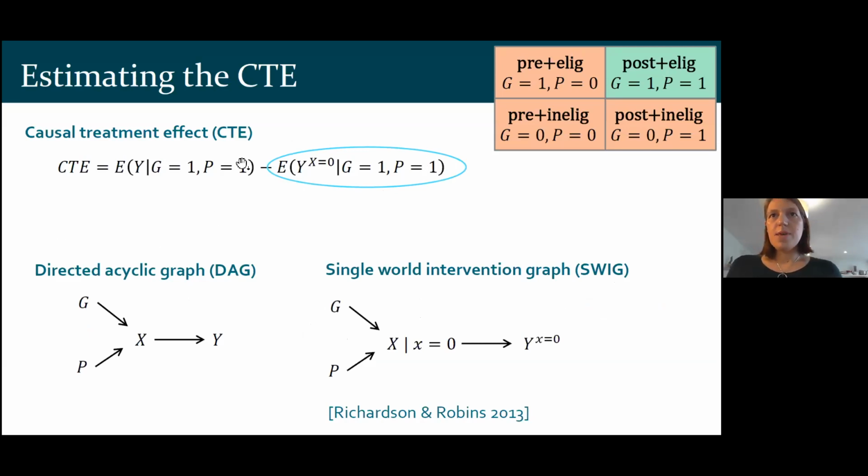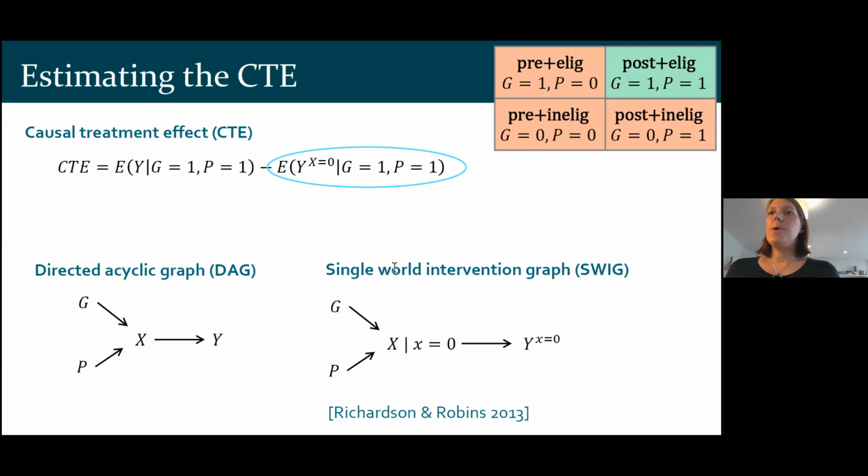Because this expectation in the causal treatment effect is defined in terms of this counterfactual outcome, it turned out it was useful to think about our assumptions by making use of single world intervention graphs, or SWIGs. These were described in a 2013 paper by Richardson and Robins. So this is a causal diagram for a hypothetical world in which a particular treatment level is assigned. Here, because we're interested in the counterfactual outcome under no treatment, we've put x equals 0 here. So we've divided up the observed treatment from a hypothetical intervention, and then we've got our counterfactual outcome over here.